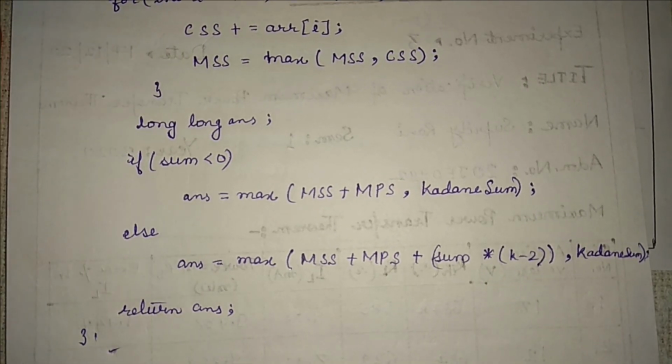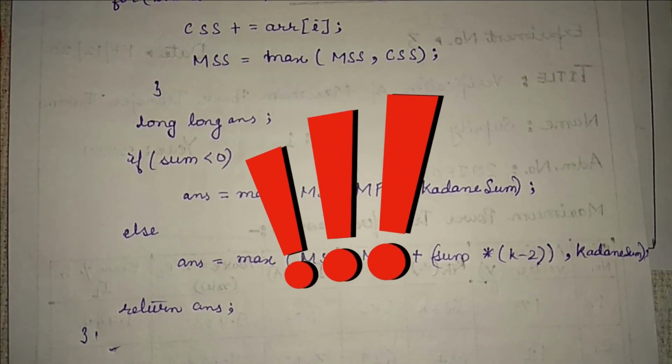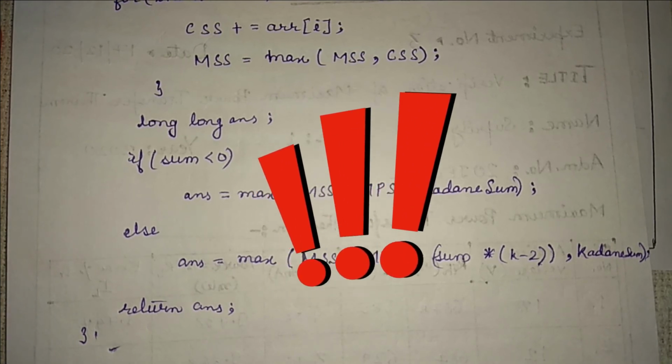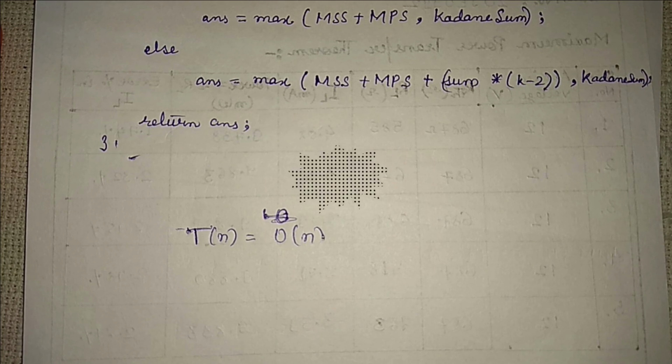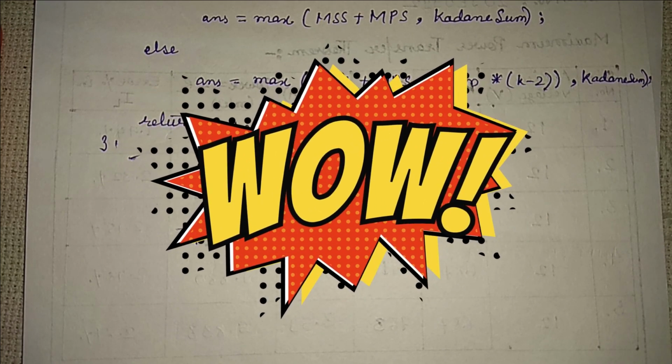We have got the maximum sum subarray after the K-concatenation in just how much time complexity? You guess and tell me. You have guessed right. So the time complexity will be just big O of n.